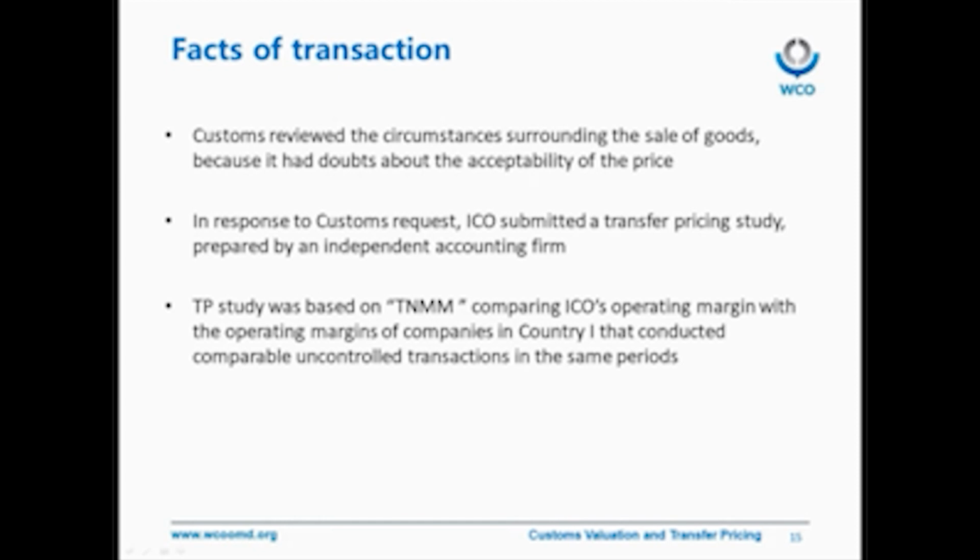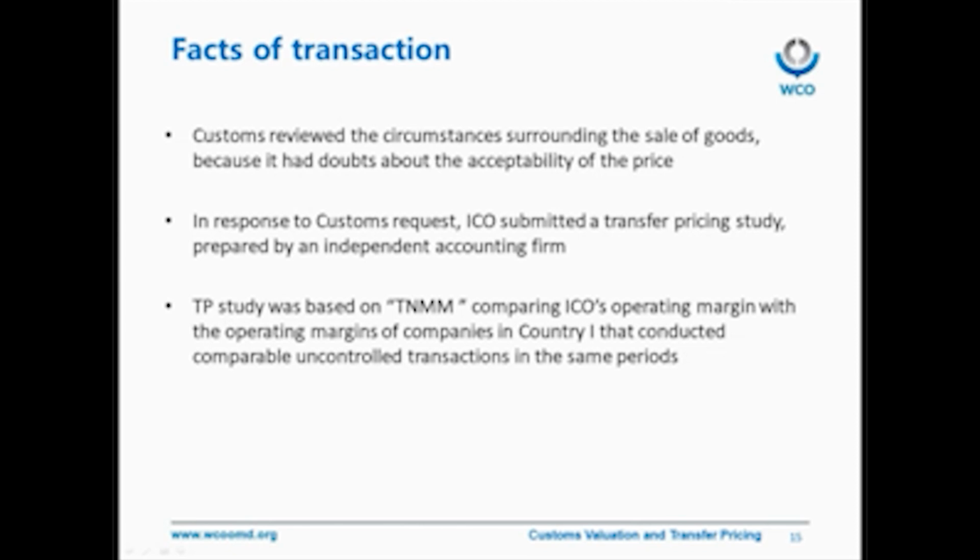And because they are related, customs, having doubt about the acceptability of the price, examine the circumstances surrounding the sale. And in response to customs' request, ICO submits a transfer pricing study prepared by an independent accounting firm. In this TP study, the importer used one of the methods of the OECD guidelines, TNMM, the transactional net margin method.